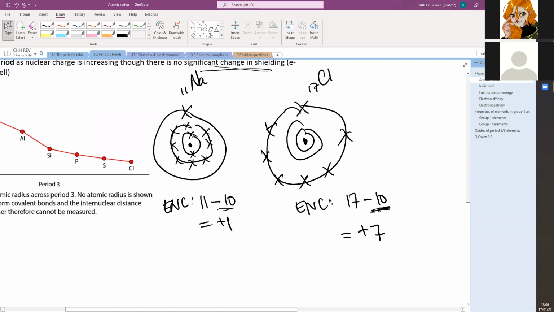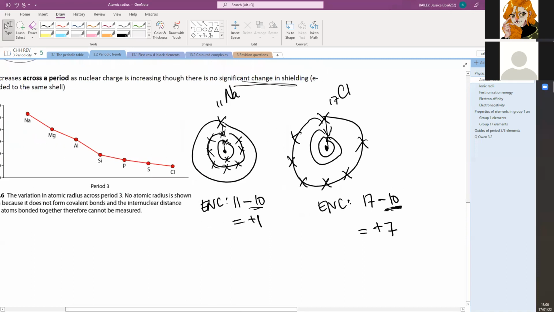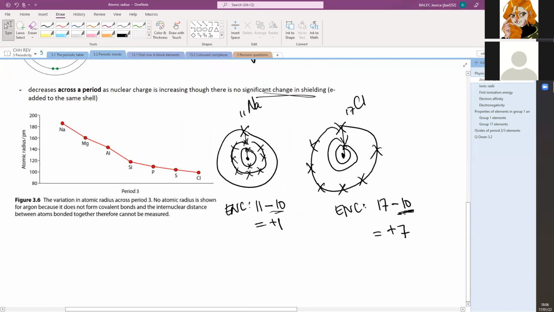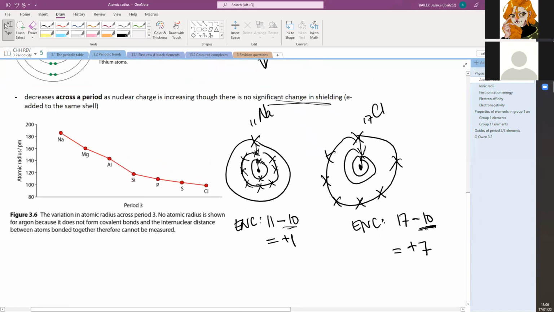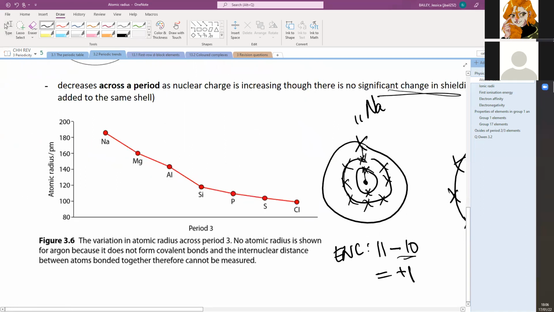And since my effective nuclear charge is increasing, that means that the electrons in the chlorine atom are attracted to the nucleus more strongly than the sodium ones are. And so these sodium ones have less attraction towards the center than the chlorine ones do, and hence the sodium will be bigger than the chlorine, which is what this graph shows you. So this is atomic radius against period 3 elements, sorry. And yeah, see, the thing says what I said before. There's no atomic radius shown for argon because argon's a noble gas and it doesn't form covalent bonds. So we can't actually figure out how big it is.